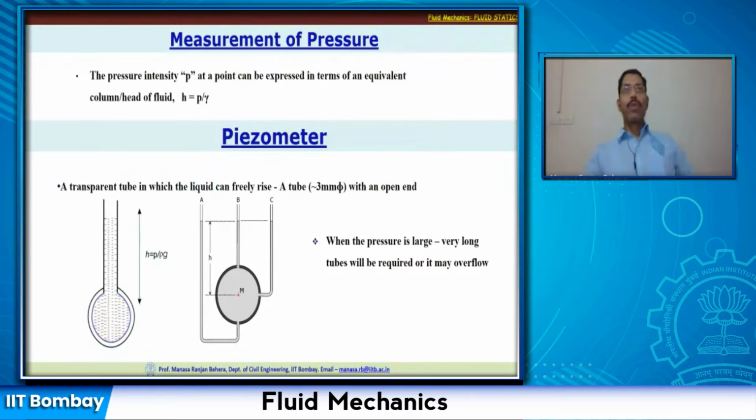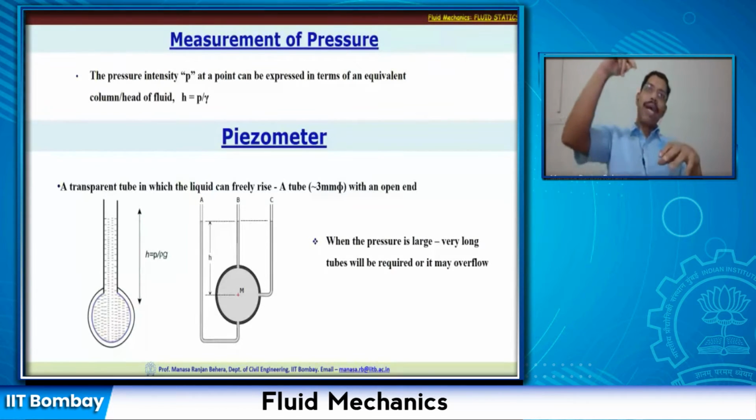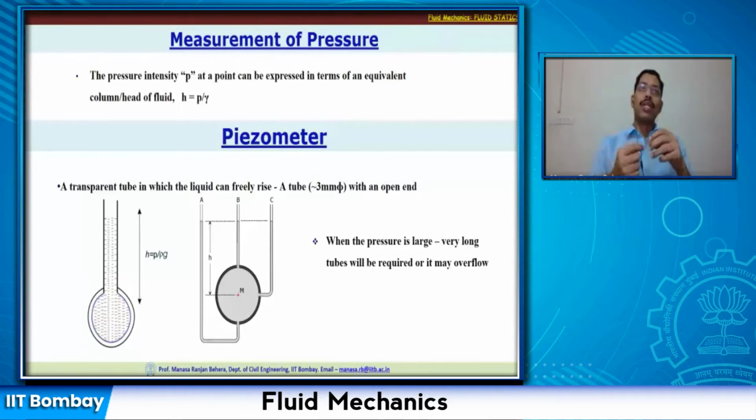Let us now come to the instruments or measuring equipments. The first one is the piezometer. What is a piezometer? It is a simple transparent tube in which the liquid can freely rise. So I have some kind of pipe or container or chamber where there is a fluid and there is some pressure. Now I will make an arrangement to insert a tube inside that chamber or pipe, so that due to the pressure the fluid is going to rise.